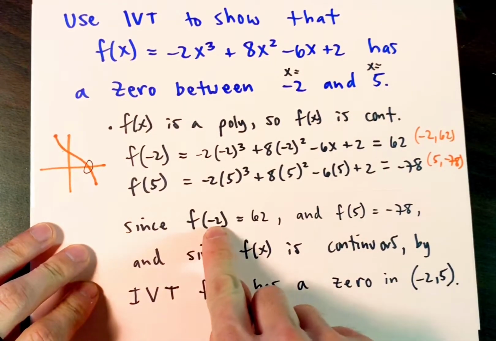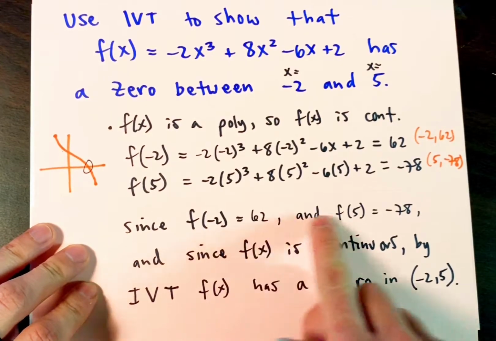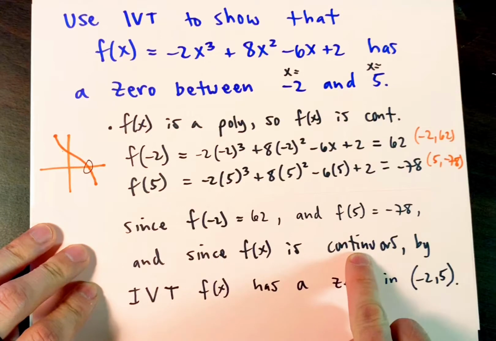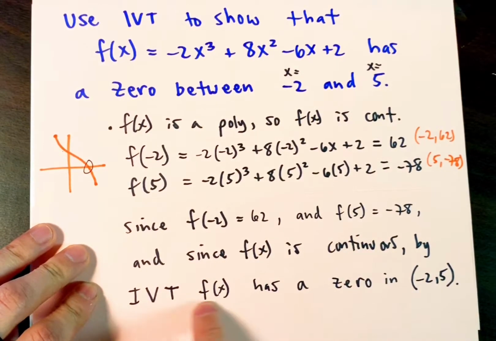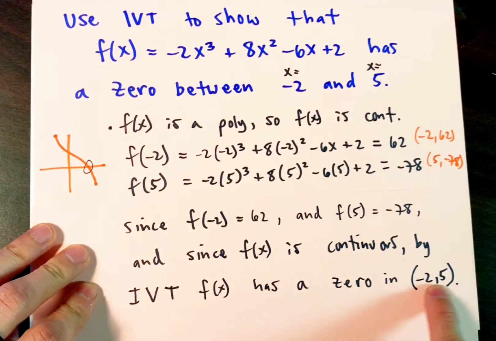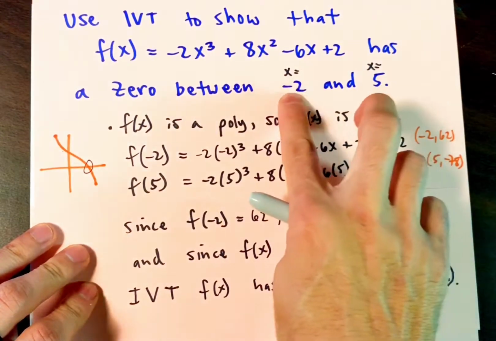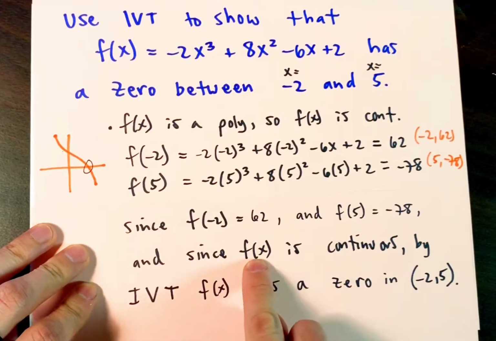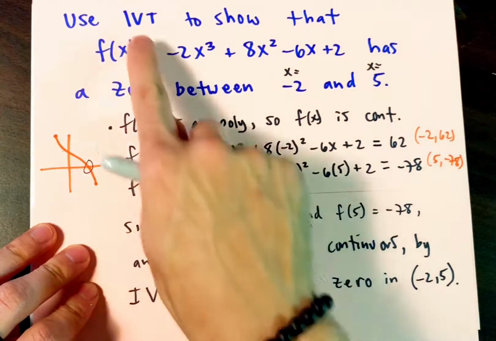You say, since one of the inputs was positive, and since the other input was negative, and since f of x is continuous, that's crucial. Since all this took place by IVT, the function f of x is guaranteed to have a 0 somewhere in this interval. Notice that these 2 numbers were the given beginning and end, if you will. Yes? So somewhere in this open interval, this function f of x is guaranteed to have 0 according to IVT.